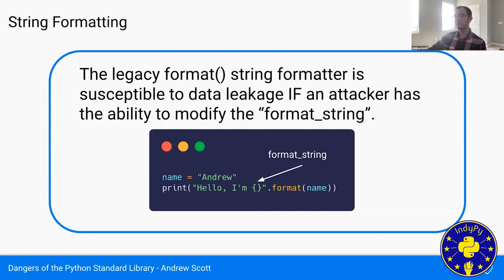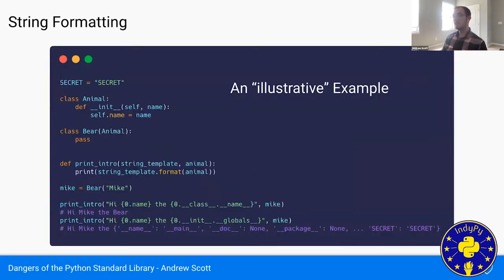So what can go wrong here? We've got a little example here. Again, a hard-coded secret, so just never do that. We've got a class called Animal where we will initialize and save a name variable. We then have a subclass of that called Bear, which is an Animal, not doing anything special there. And then we've got this print intro function.